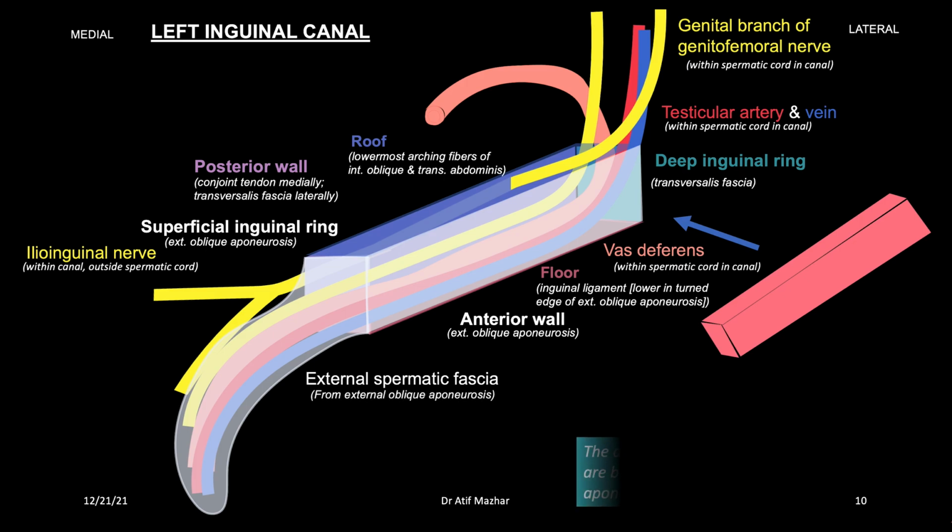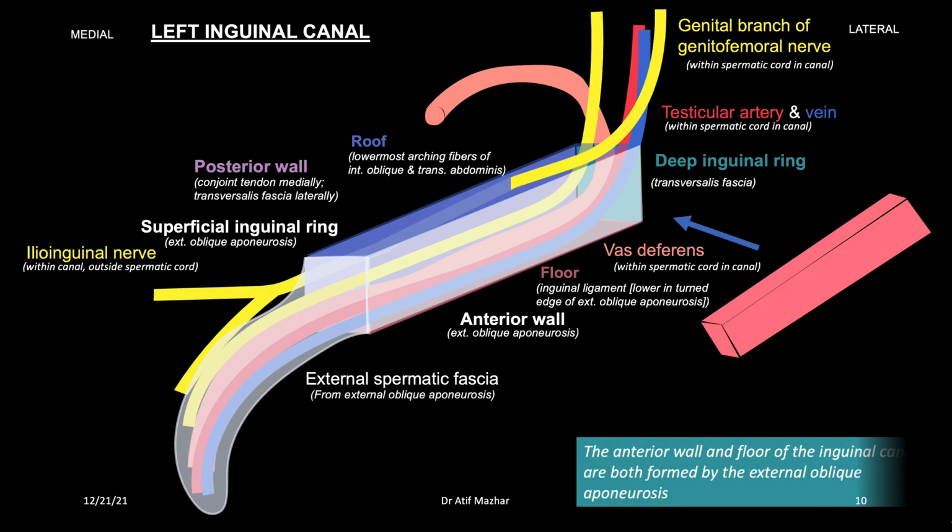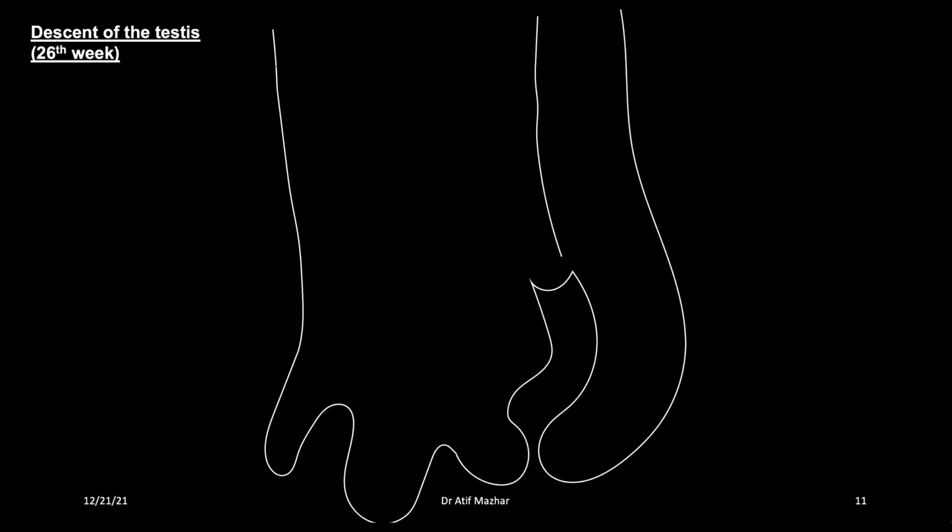Now, this point I have already discussed, that the anterior wall and floor of the inguinal canal are both formed by the external oblique aponeurosis. So now let's look at the descent of the testis. A very critical time, approximately near the 26th week. What happens? To understand that, let's draw.